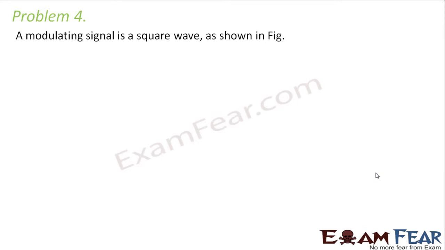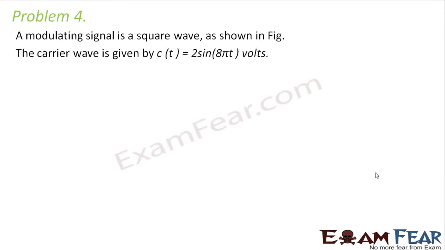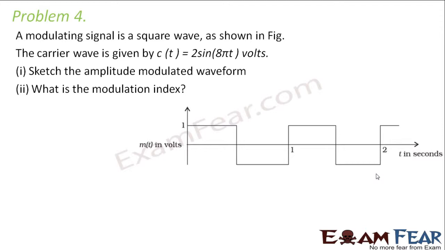A modulating signal is a square wave as shown in the figure. The carrier wave is given by this equation. Sketch the amplitude modulated waveform and find the modulation index. So this is how the modulating signal looks, and the carrier wave is given by this equation. So what are the values that we can get from whatever is given? If you look at the equation for the carrier wave, what information do you get from here?